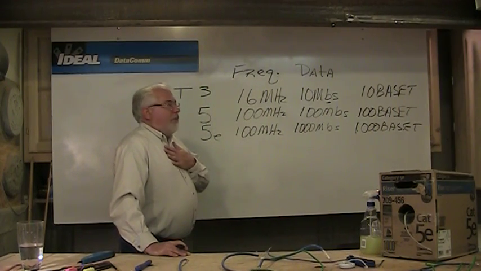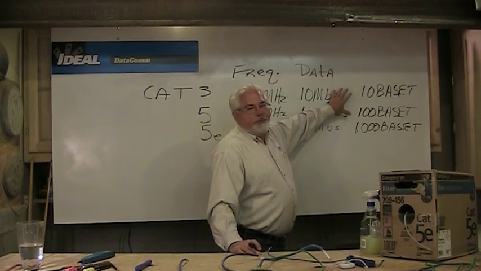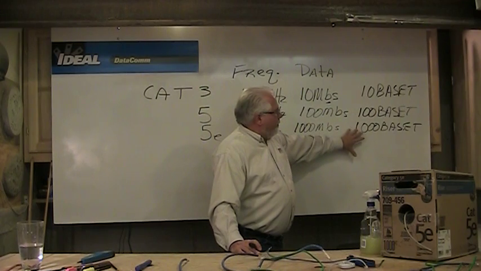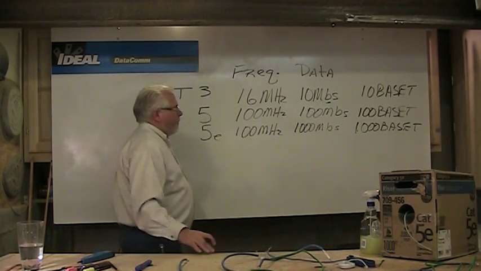Now, partly how they get faster is from here up, from 100 up, we use 2 of the 4 pairs in the cable to do the data network. With here and above, we will use them all. So that's partly how we get faster, is we're using all the pairs.